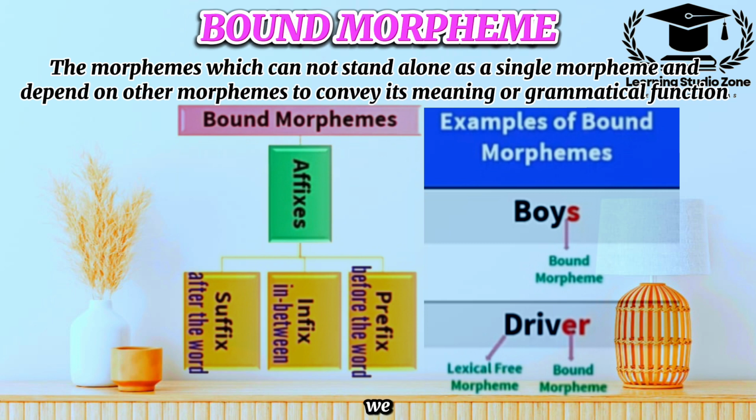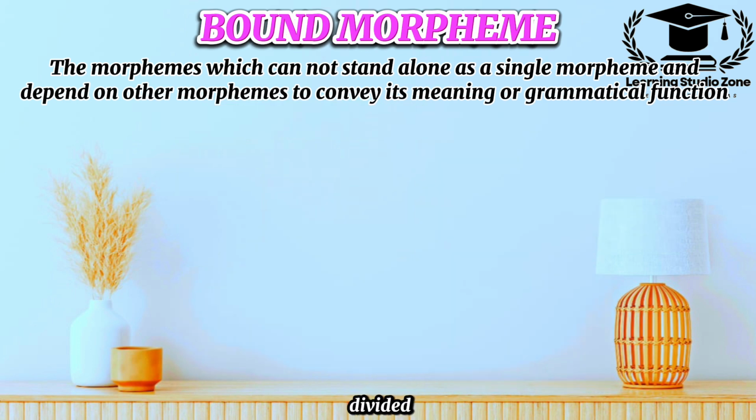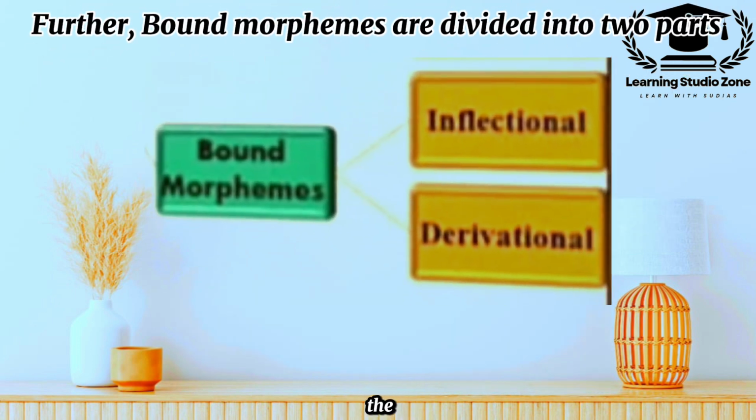In boys, we have the S, which we know as the bound morpheme, and in driver, we have the ER. The ER is a bound morpheme. So simply, we can say that bound morphemes are those morphemes which cannot stand alone and require other morphemes to complete their meaning. We divide the bound morphemes into derivational morphemes and inflectional morphemes.